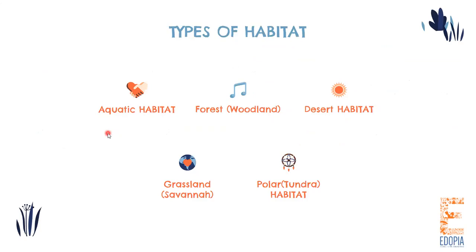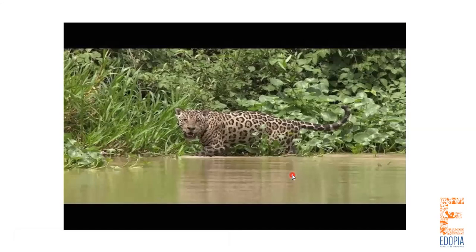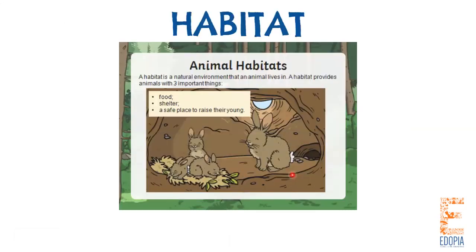So what are the types of habitats that we are going to learn about during the course of this project? We're going to learn about aquatic habitat, which is water habitat, forest or woodland, deserts, grassland and savanna, polar and tundra habitat. Then we saw a very interesting video in class, which explains the topic of habitat more and takes it a little further. It's available on Google Classroom for whoever missed the class. They can watch it there.